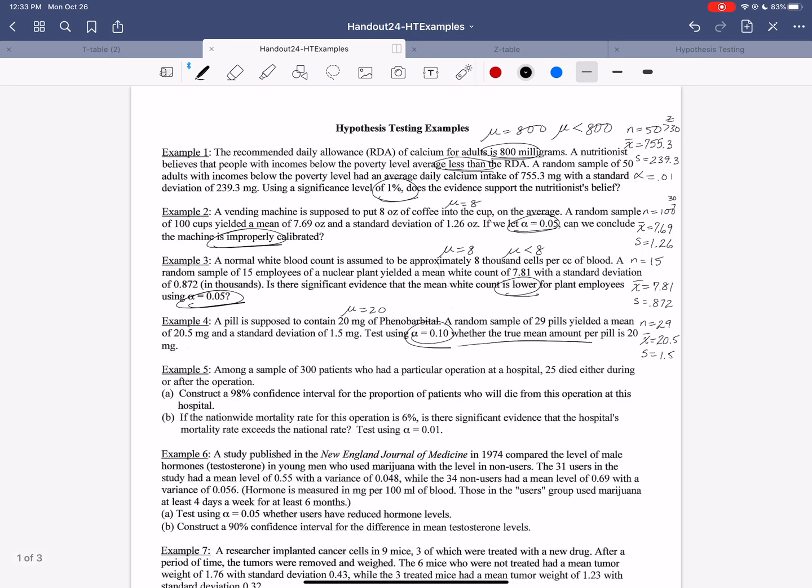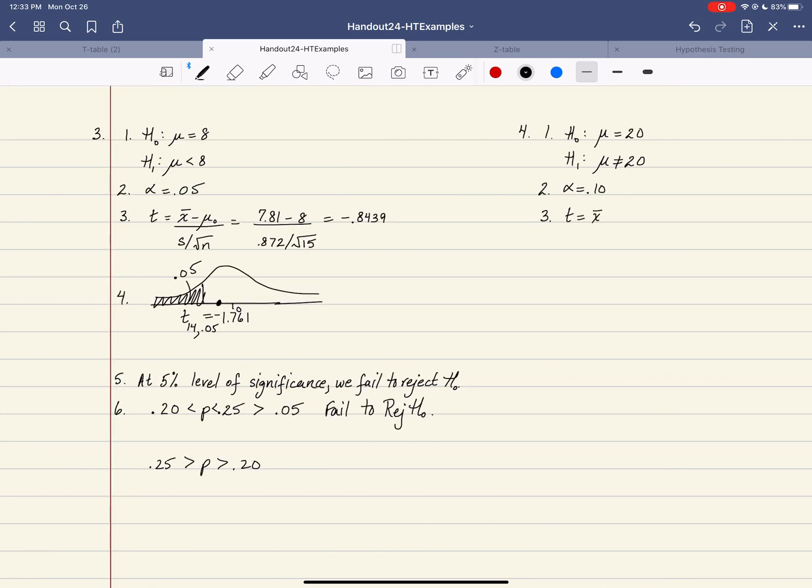T, so I'm going to go back here. And so I see X bar is 20.5. So X bar minus mu 0. So that's 20.5 minus 20 all over 1.5 divided by the square root of 29. So let's go ahead and compute that. And we get 1.7951.